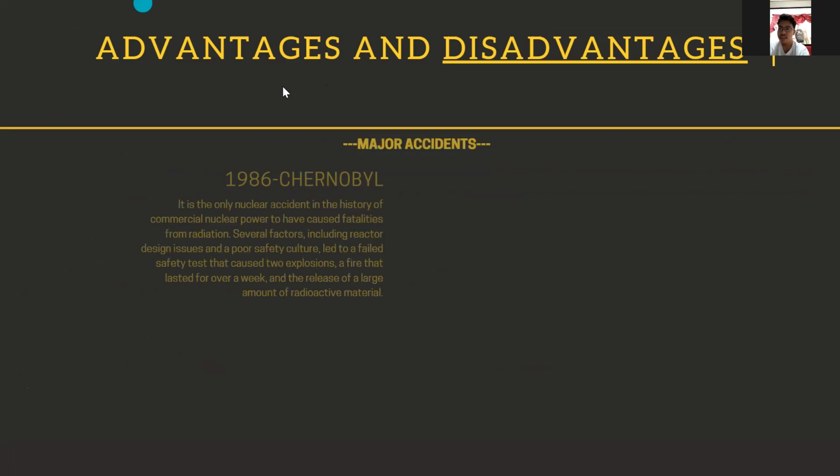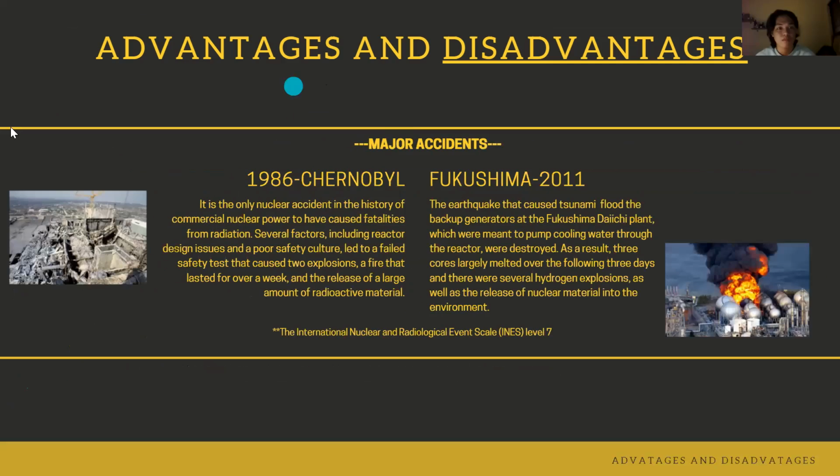Next, the major accidents of nuclear power plants. In 1986, Chernobyl. It is the only nuclear accident in the history of commercial nuclear power to have caused fatalities from radiation. Several factors, including reactor design issues and a poor safety culture, led to failed safety tests that caused two explosions, a fire that lasted for over a week, and the release of a large amount of radioactive material.